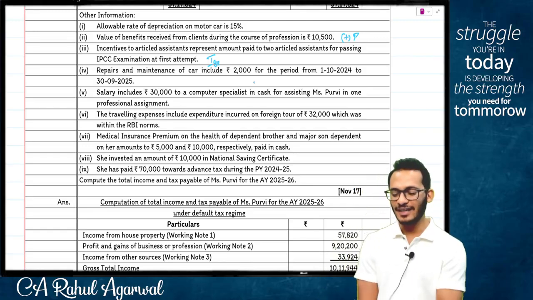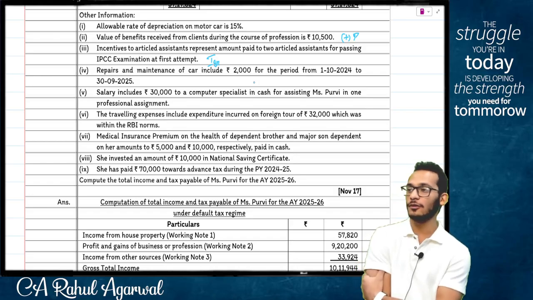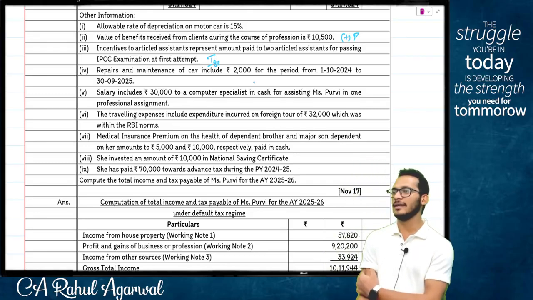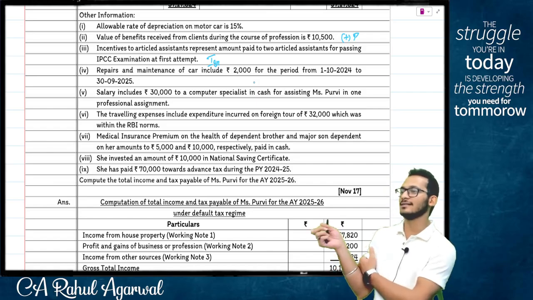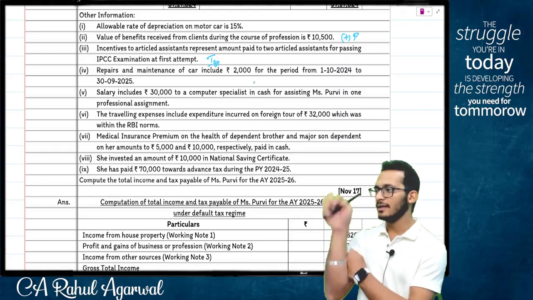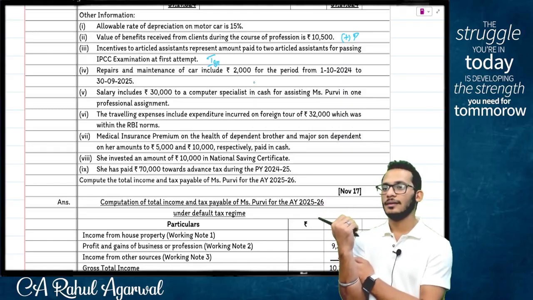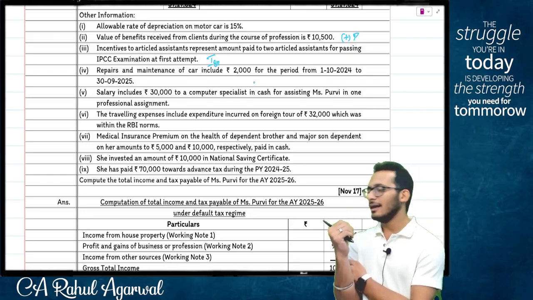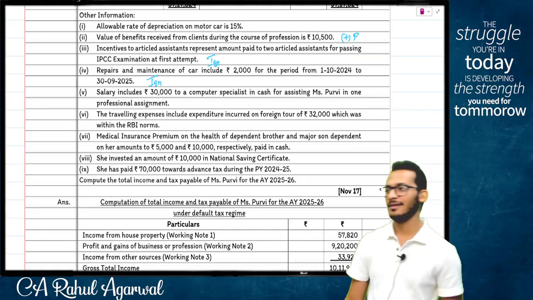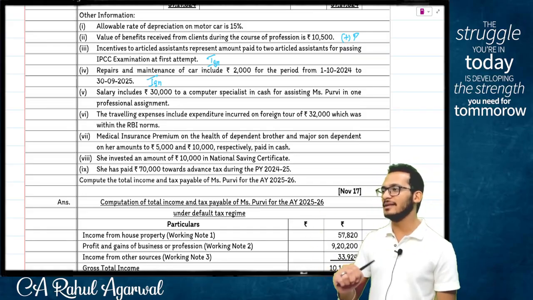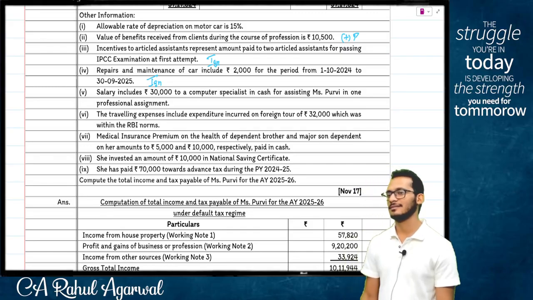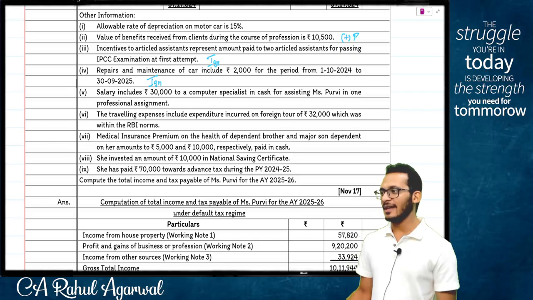Repairs and maintenance of car includes 2000 rupees, which is paid for the period 1st October 24 to 30th September 25. People, I have expenses pertaining to current October to March and next April to September, which means I have expenses over the next 2 years. Current year also, next year also. What will I do? I will only allow it on cash basis. What is the point of you marking cash basis on the top? A cash basis means what you pay is your expense. You want to do mercantile accounting in cash basis.